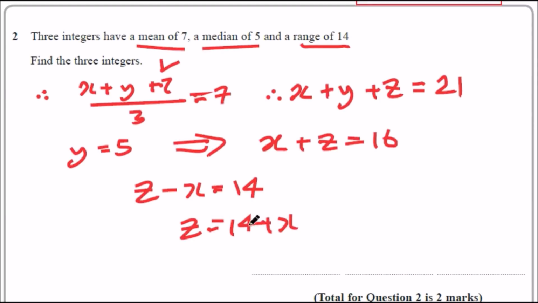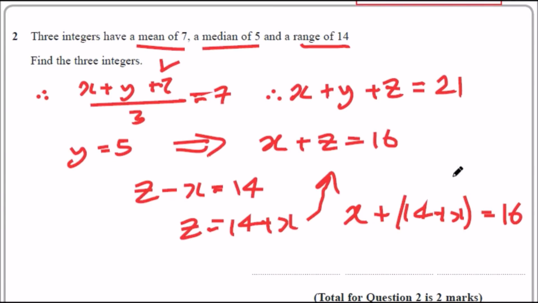So if we plug this value for z into this equation, this will tell us that we have now x plus 14 plus x must equal 16. Okay? Therefore, if we subtract 14 across, we're going to have 2x plus 14 equals 16, or 2x equals 2. So x must be 1. And x must be 1 with a range of 14, z must be clearly 15.